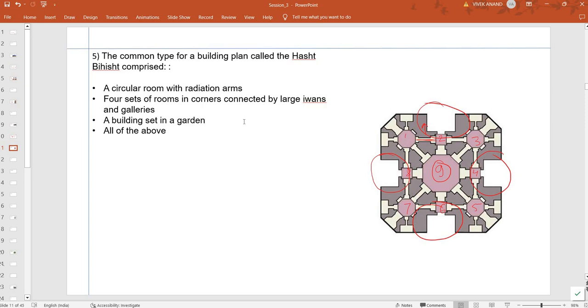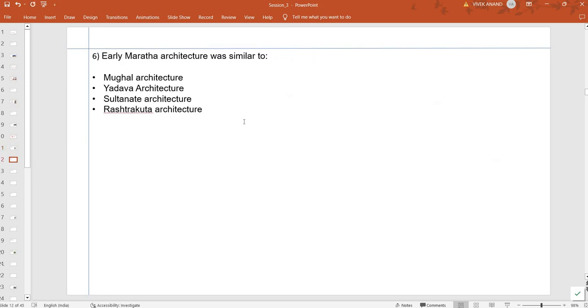Okay, so let's move to the next question. Early Maratha architecture was similar to, anyone please tell? Yadava architecture. Are you sure? Yes, they were technically in the Bhumija style. That's what I remember.